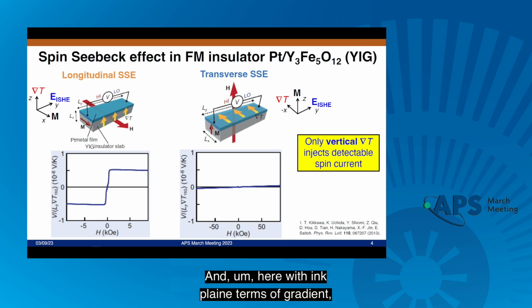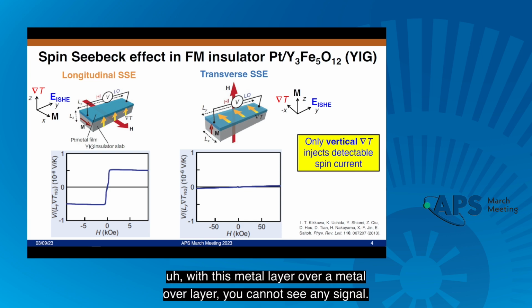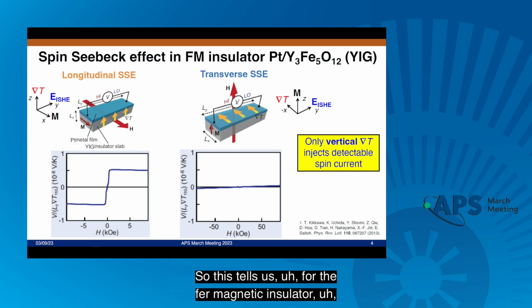Here, with the in-plane temperature gradient, the spin current direction is in-plane. And with this metal overlayer, you cannot see any signal. So this tells us that for the ferromagnetic insulator, only vertical temperature gradients inject a detectable spin current in this type of material.